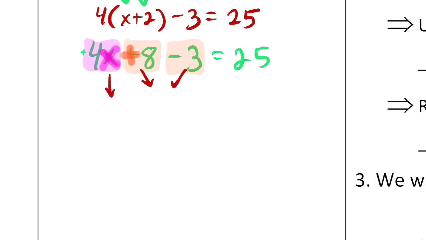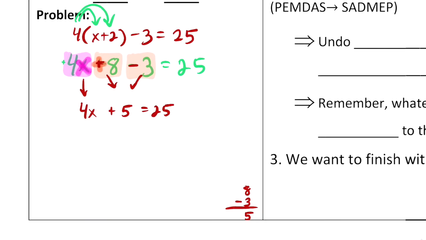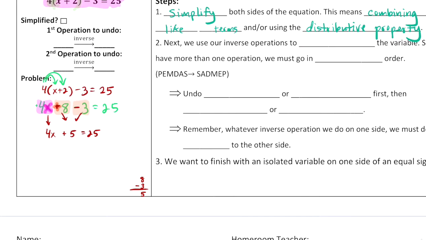The positive 4x is okay, I can leave it alone. I've got an 8 and I've got a -3. This is a +8, this is a minus, so because they're different, I subtract, get a 5, but the 8 was positive, and that's the bigger number, so it's going to stay positive. Positive 5 equals 25. So here we are simplified, and I've checked that off. Now I can look at the first operation to undo, and then the second operation if necessary.